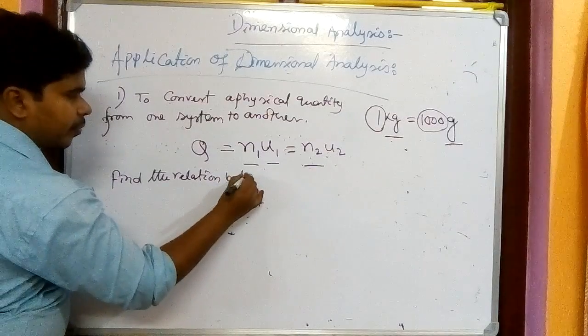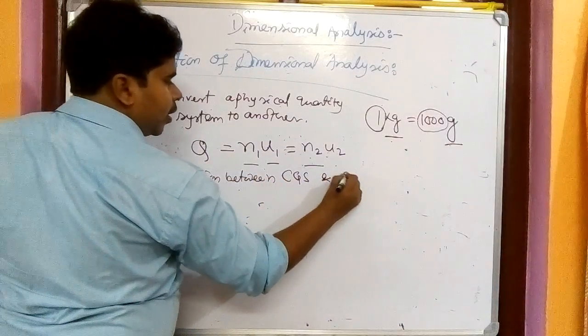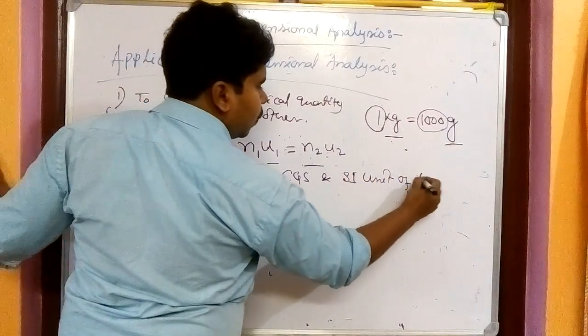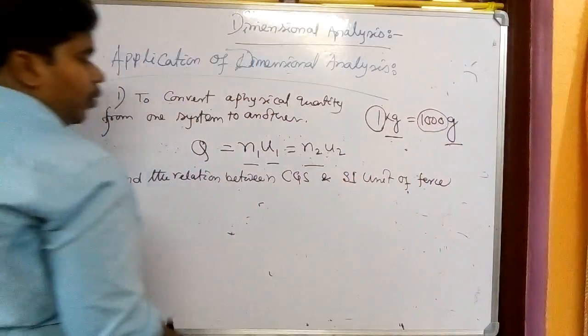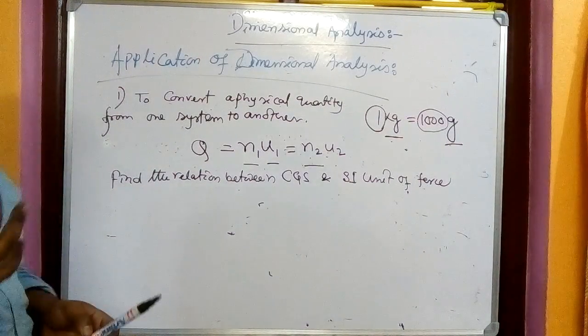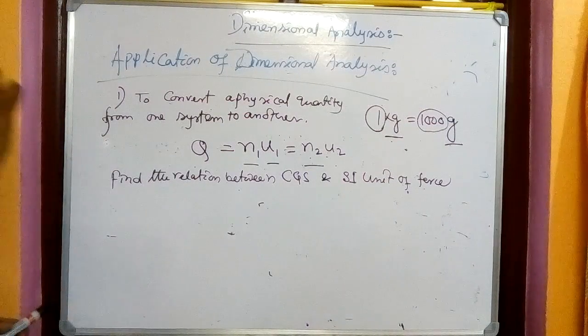Now if I want to find the relation between the CGS and SI unit of force. We know the CGS unit of force is dyne, the SI unit of force is Newton, and we know the relation also. The same relation we have to find out by dimensional analysis.